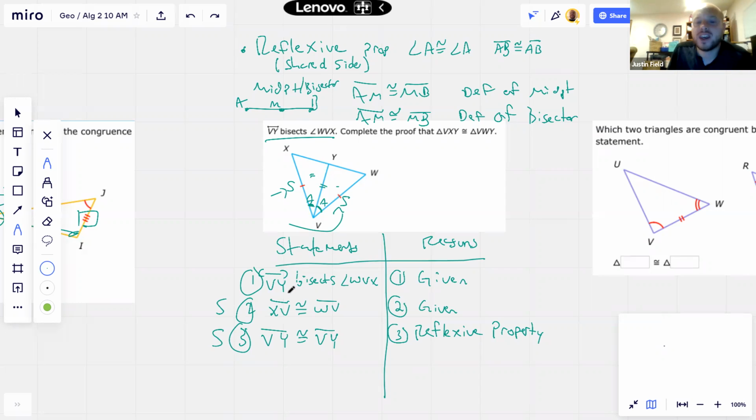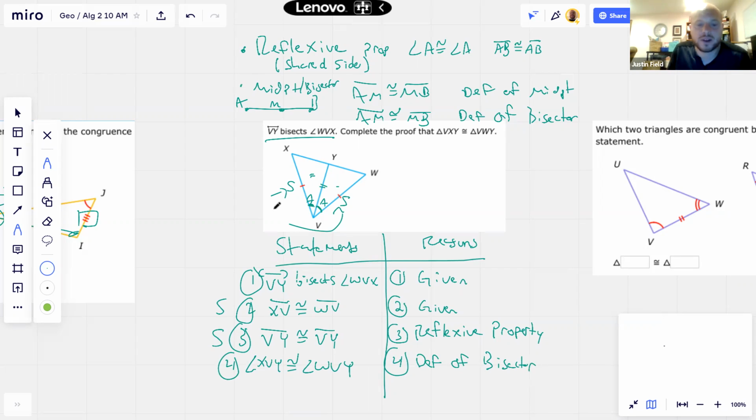And guess what? VY bisects this angle. So this VY is splitting this angle in half. And so yes, angle XVY is congruent to angle WVY. And the reason is definition of bisector, or angle bisector, which is my other proof toolbox.